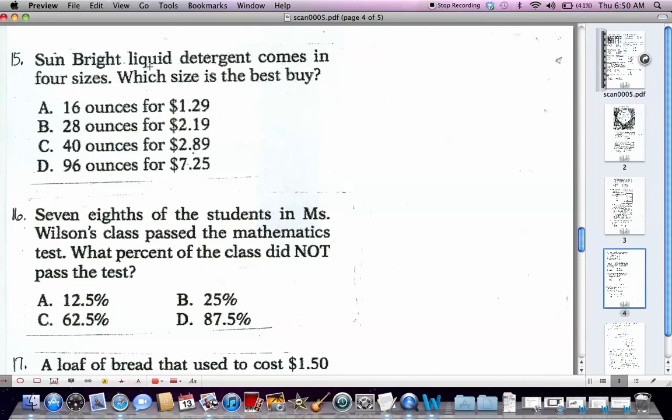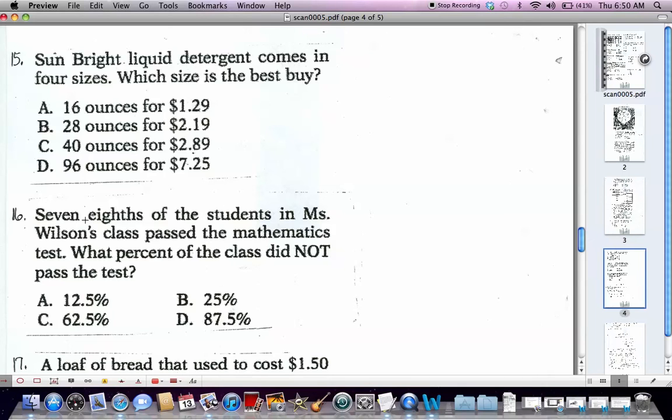Sunbright liquid detergent comes in 4 sizes. Which size is the best buy? You're going to find unit price. We're going to find out which size is the best price. Is it 16 ounces for $1.29, 28 ounces for $2.19, 40 ounces for $2.89, 96 ounces for $7.25? Which one is the best buy? This is unit price.